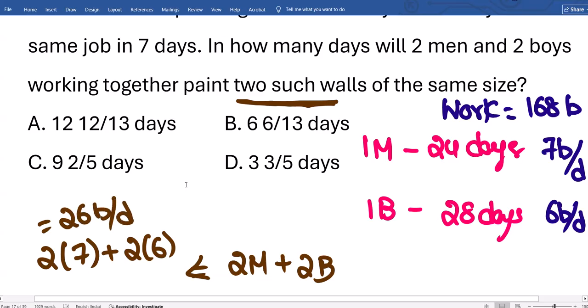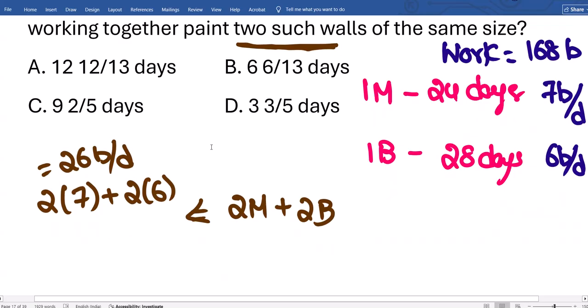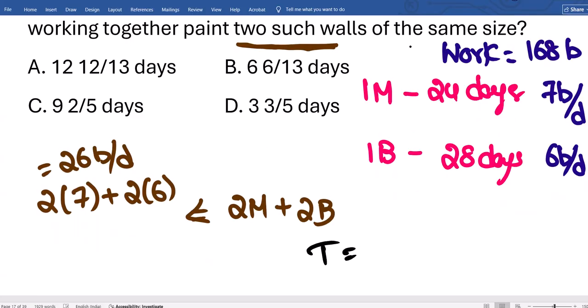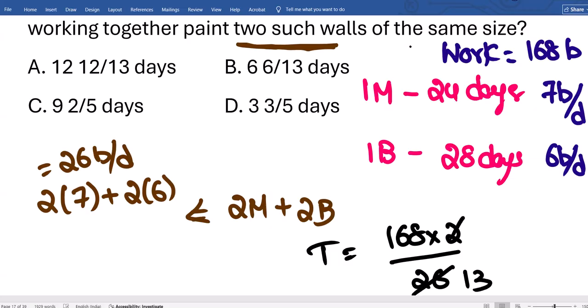Now, what is the time taken? See, how many walls they have to do? 2 walls. One wall is 168. 2 walls means 168 into 2, double that, and divided by 26. 13 times, so the answer will be 12 by 13.